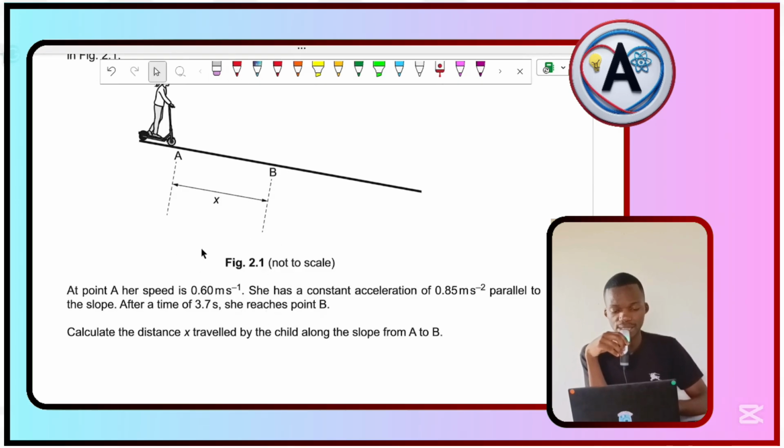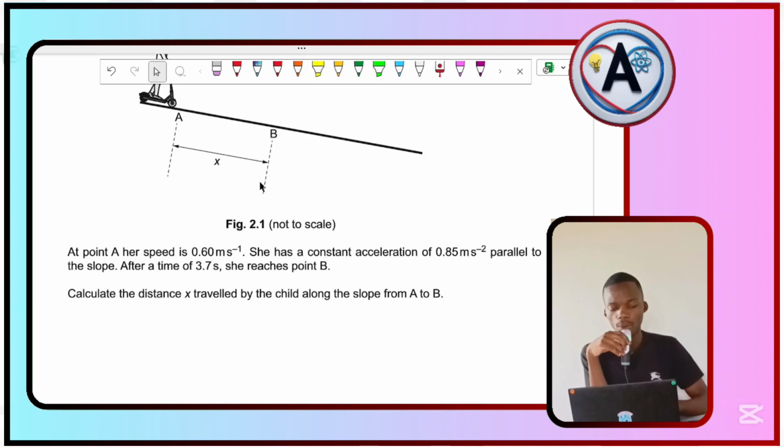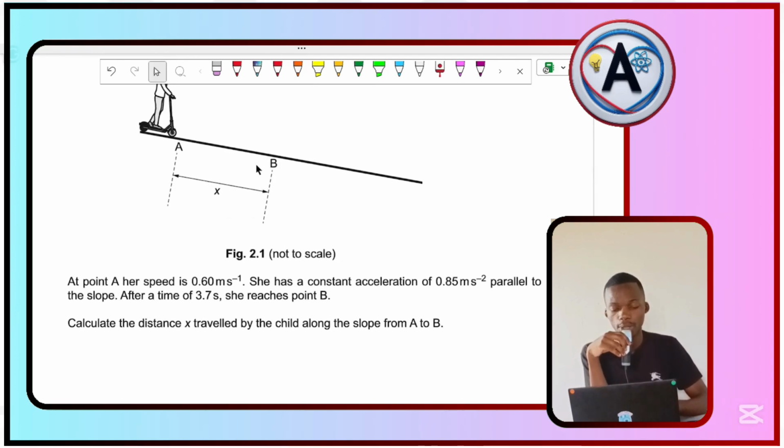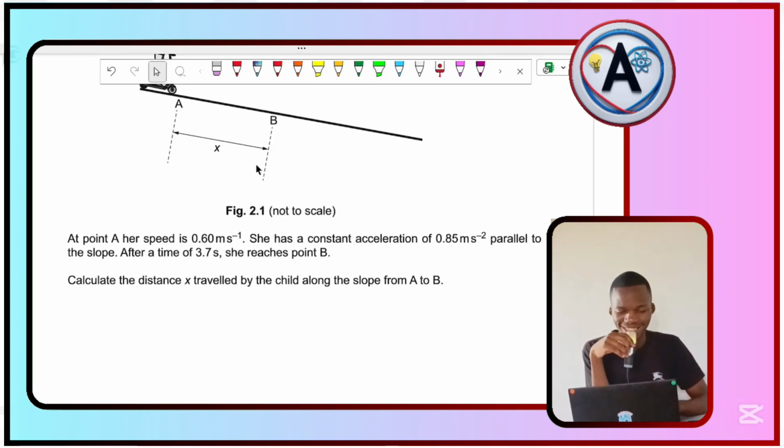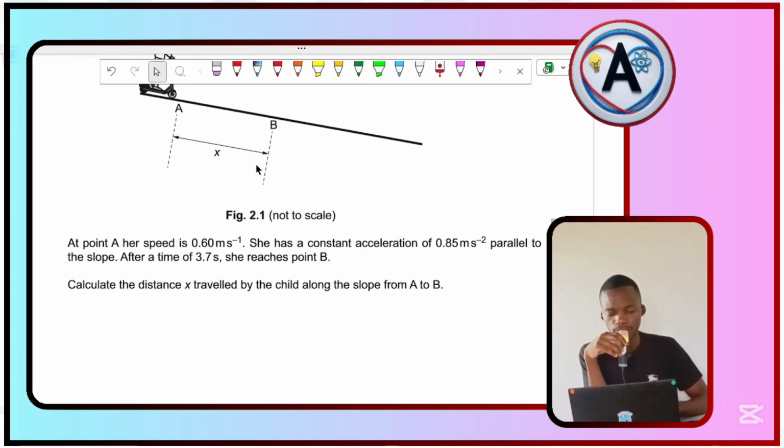After a time of 3.7 seconds, she reaches point B, and we want to calculate the distance x that the child has traveled along the slope from A to B. So that's what I want to do, right? In order to do that, it's going to be fairly simple.